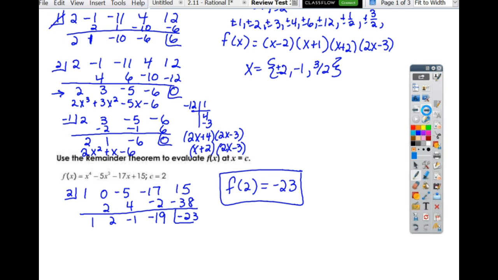Next, we're going to use the factor theorem to determine whether the binomials listed are factors.